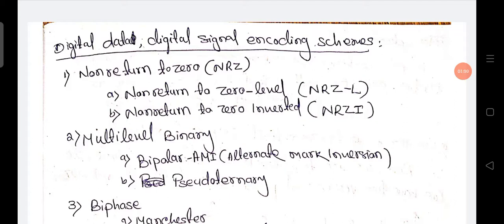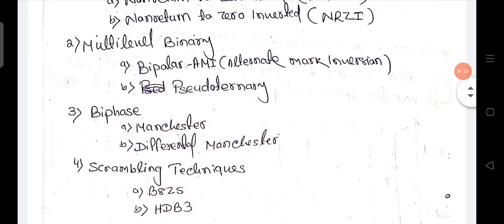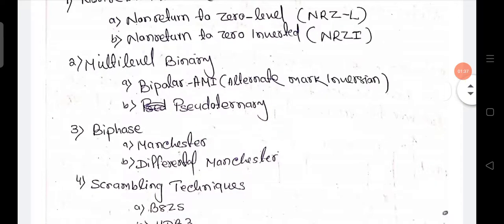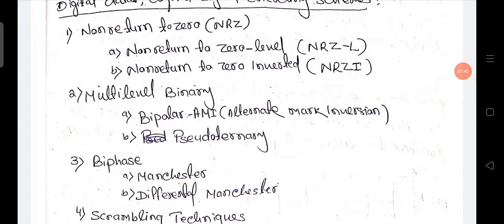Here, the digital data is converted into digital signal. That means the process which converts digital data into digital signal and transmits that data, this process of encoding from digital data to digital signal, is called the digital data, digital signal encoding scheme. Okay. And this process is done by four types of techniques.